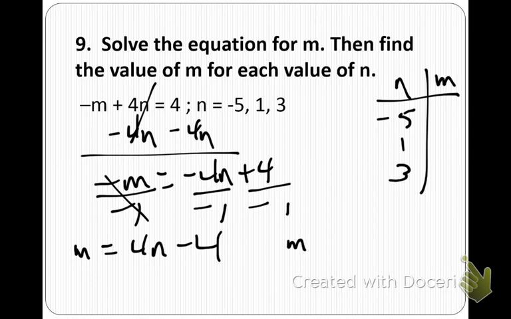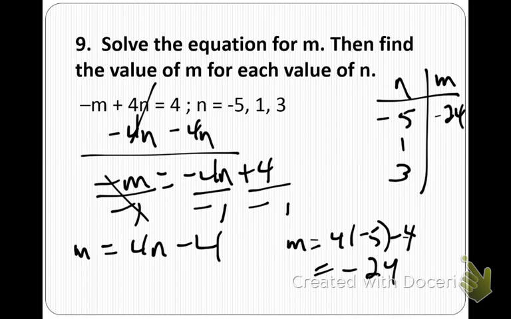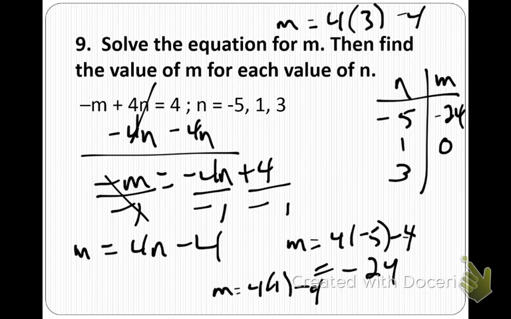Right? So now m is going to be 4 times negative 5 minus 4. So it's going to be negative 24. M is going to be 4 times 1 minus 4, which is 0. And I'm running out of space. M is going to be 4 times 3 minus 4, which is 8. Okay? Just be careful. Just make sure the m is all by itself. It's got to be all by itself. All right? Questions there?